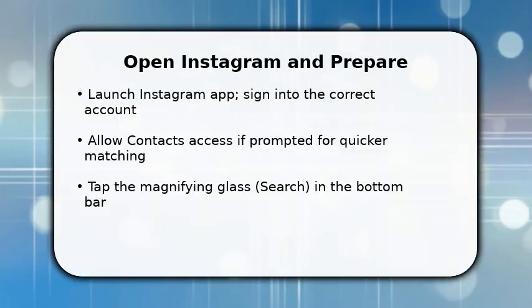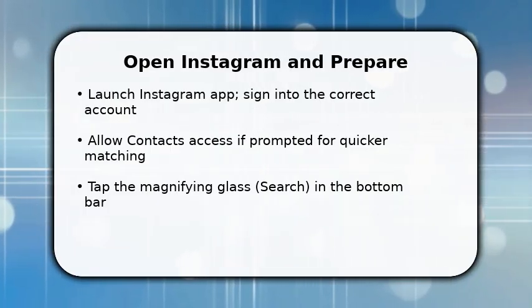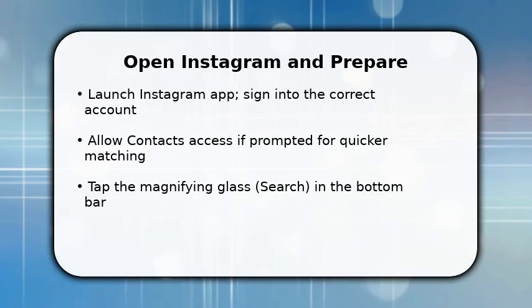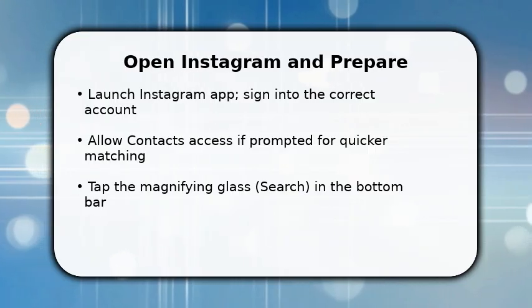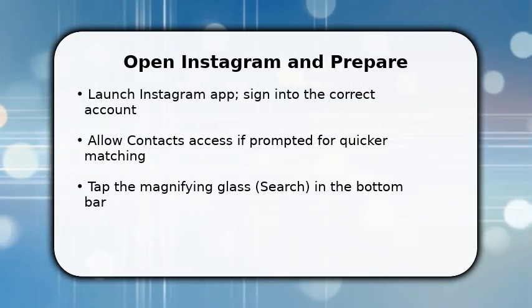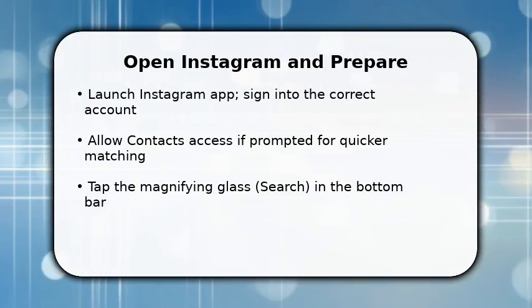You start by opening Instagram and confirming you're in the right account. This ensures search results match your social context. Once done, grant contacts permission if you want saved phone or email contacts to appear as suggestions. This speeds the process. Next, tap the magnifying glass at the bottom to open search.